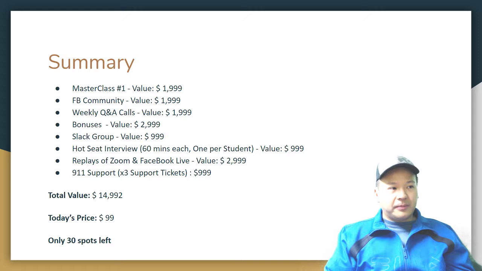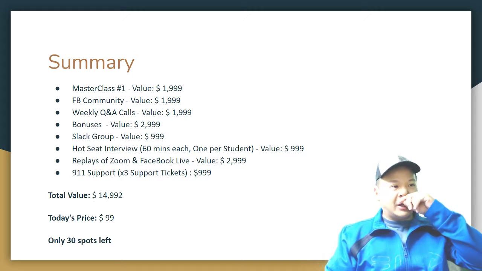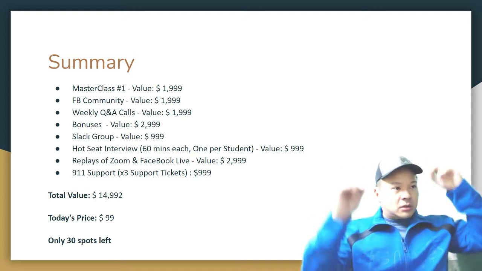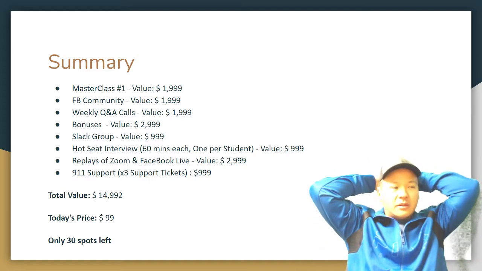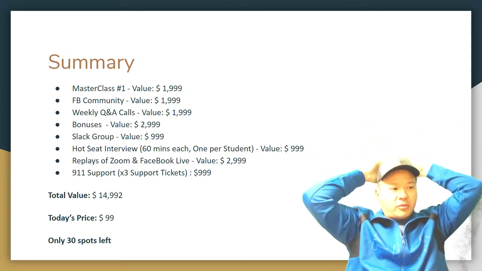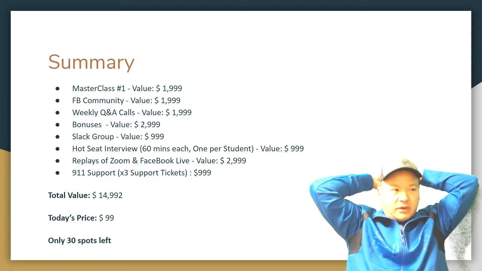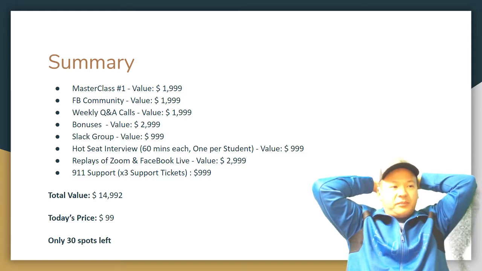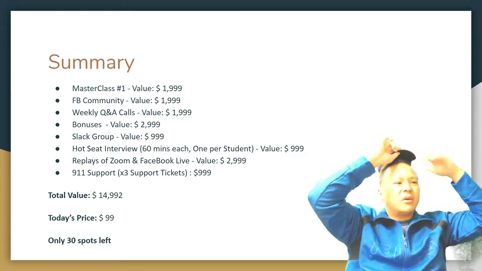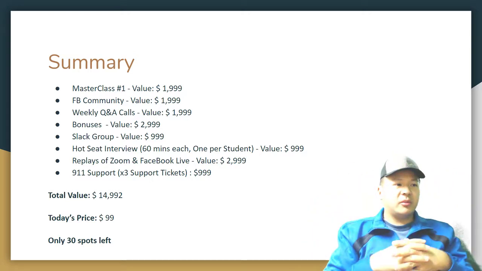So let's talk about the summary. How much is the value? Masterclass number one, the value is $2,000, $1,999. That's the value, don't worry about it. You have a special price, but this is the value. To put this together is going to take $2,000. And the Facebook community is another $2,000, I'm just going to round it up. Just a dollar. So Facebook community, another $1,000.